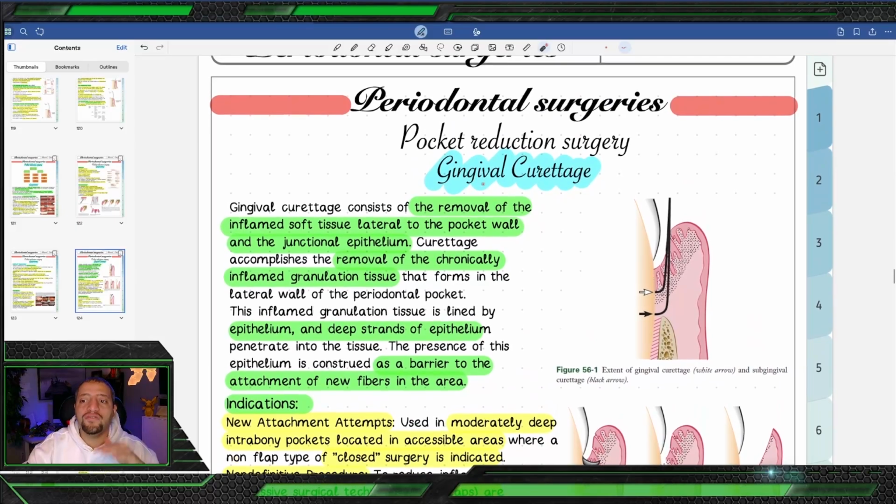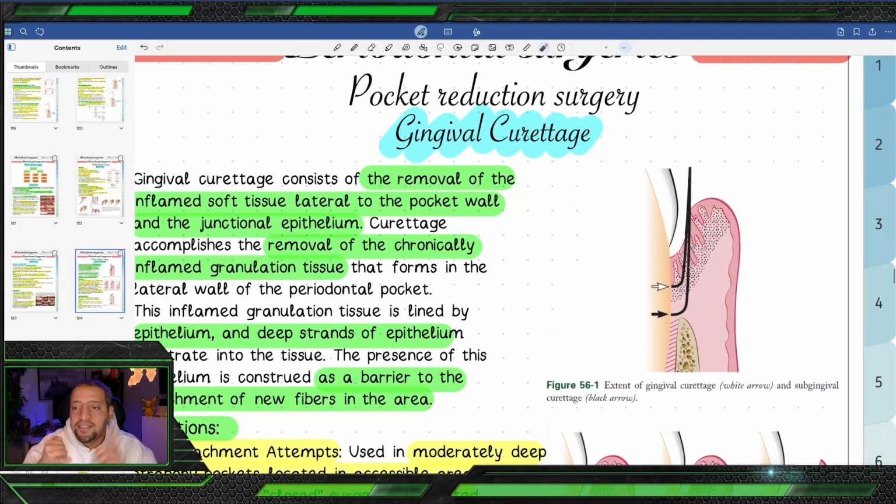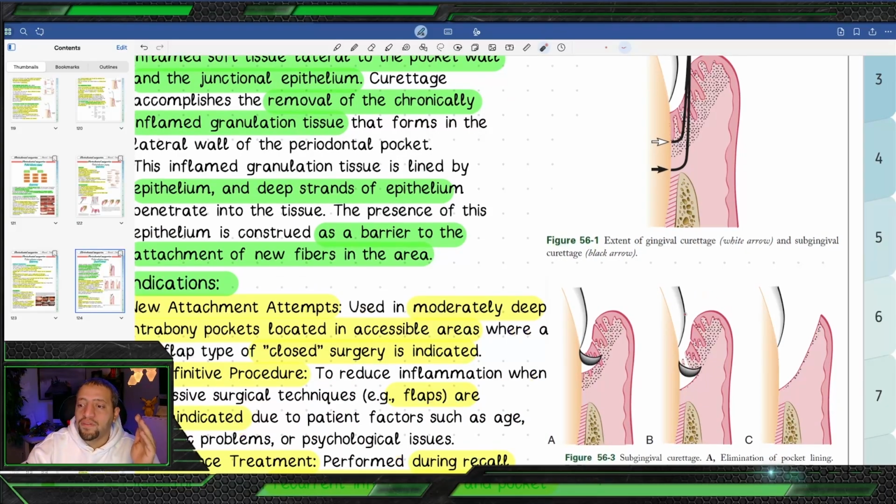The first one we can do is gingival curettage. This is the technique most periodontists do not like, and yet it is the most commonly used technique. In this technique, we are going to remove the inflamed soft tissue lateral to the pocket wall and the junctional epithelium. Curettage accomplishes the removal of the chronically inflamed granulation tissue that forms in the lateral wall of the periodontal pocket. So they conclude why the healing is not happening, although the patient is taking good care of his oral hygiene: the inflammation happening here led to granulation of this lining. This granulation prevents the epithelium from forming the long junctional epithelium, which is the type of healing after perio cleaning. So in this technique, we say, okay, let's get rid of this granulation tissue, retract the flap, and put it back here so everyone is happy.